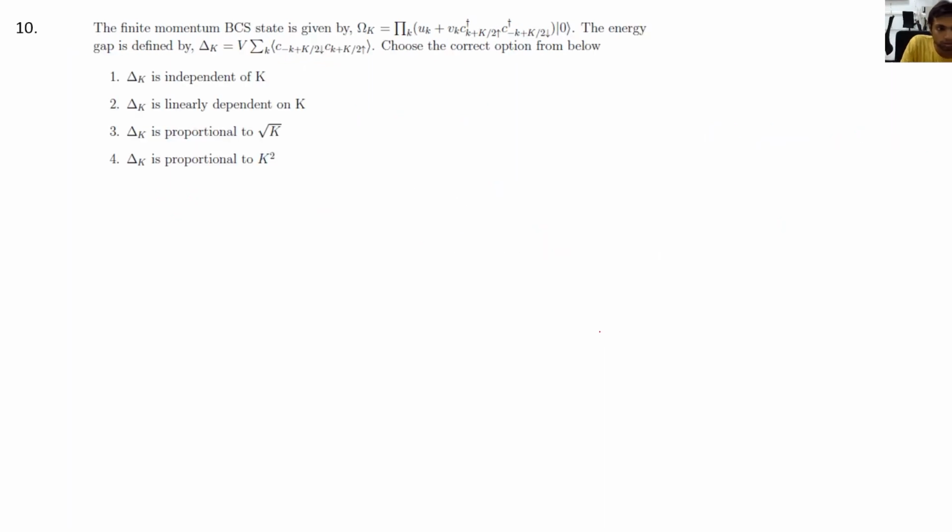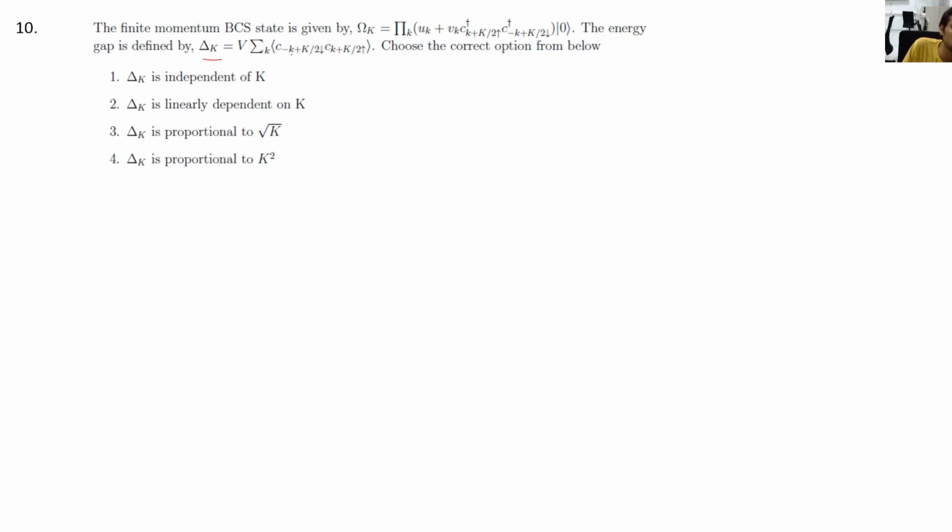Now let us come to the last question. If the finite momentum BCS state, remember, this is your finite momentum BCS state, and the energy gap is defined by this. So we have to find the energy gap, and we have to determine if it is dependent on this K or not. So how do we do that?